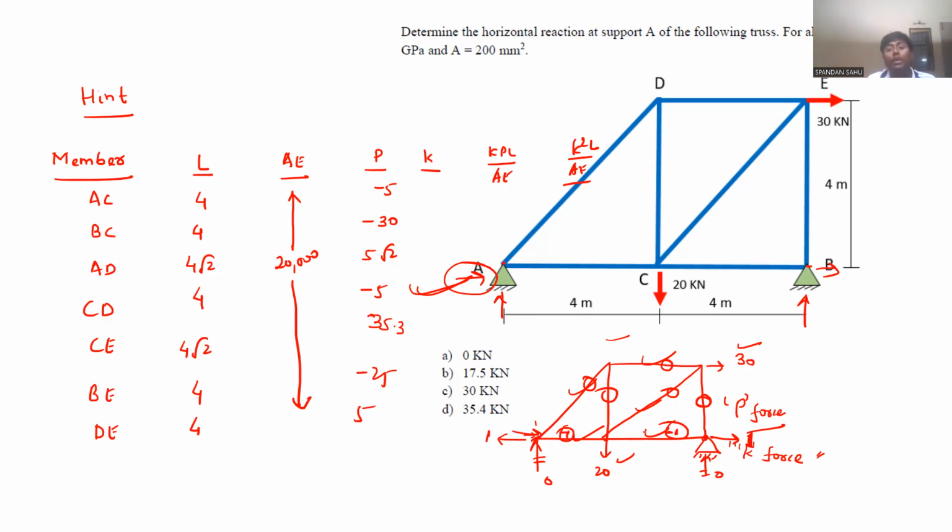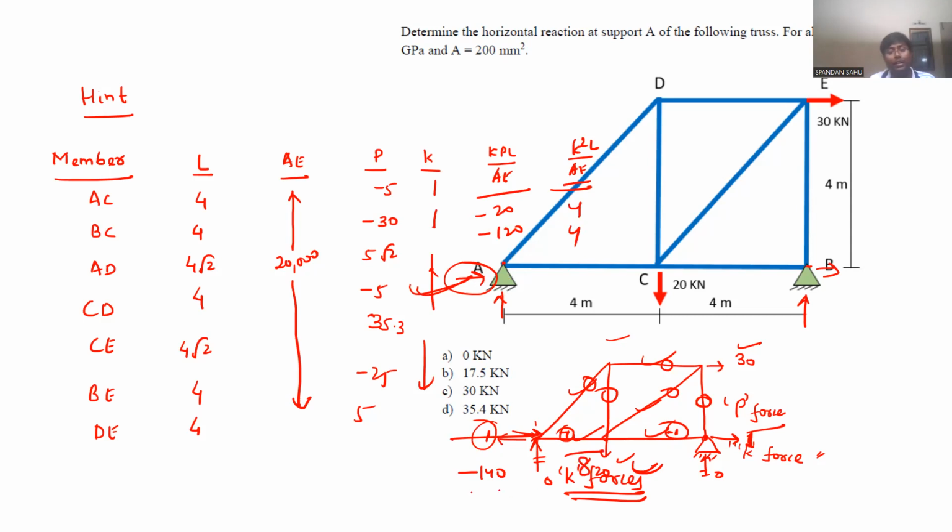So you have to be cautious while matching your answer with any standard textbook. If the direction of the unit load changes, then the member forces in the K force system will change correspondingly. When you take 1, we are getting these 2 as 1 and the rest are 0. I am not writing the 0s. Just multiply it, you will get the summation as 140. This will be -20, this will be -120, and this will be 4 and 4, 4 and 4 is 8.